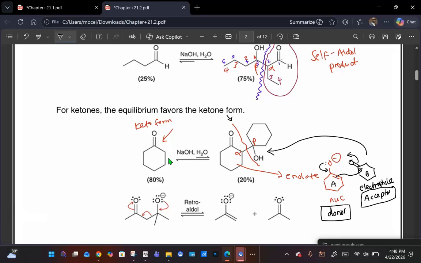And yeah, if there's so much heat, you can break apart your aldol product, like this one can be broken going back, because you're breaking CC bonds, which are very stable.